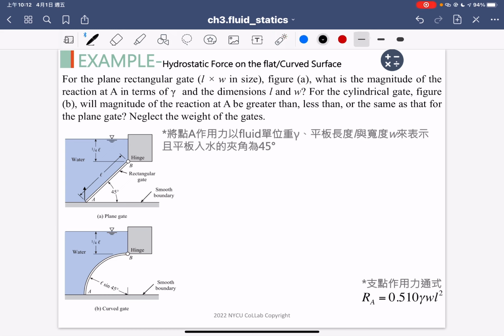Okay, so as I mentioned, if you would like to do an exercise like this example, the first thing you need to compute is how large the pressure force is, and then the second is the location of the pressure force. That is what we call the CP point. So first, we need to extend the planar plate to find the point that crosses the liquid surface, and we call that the zero point.